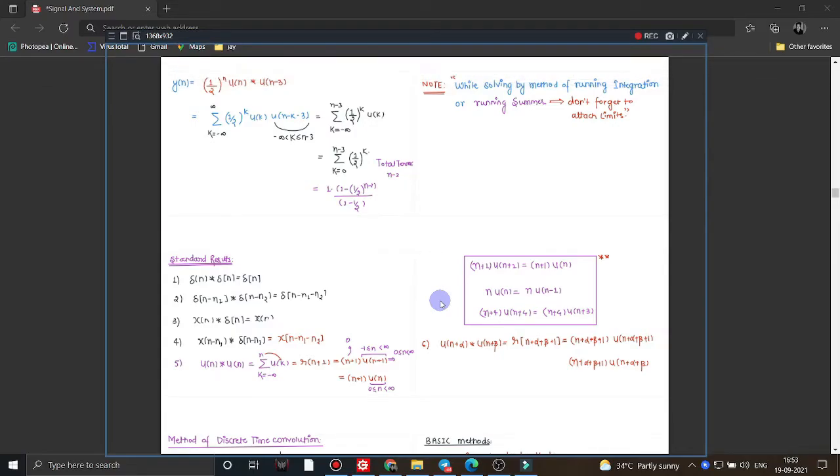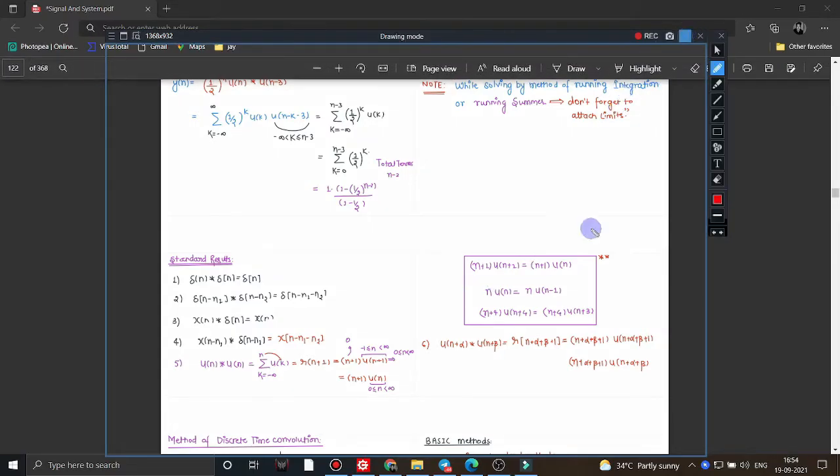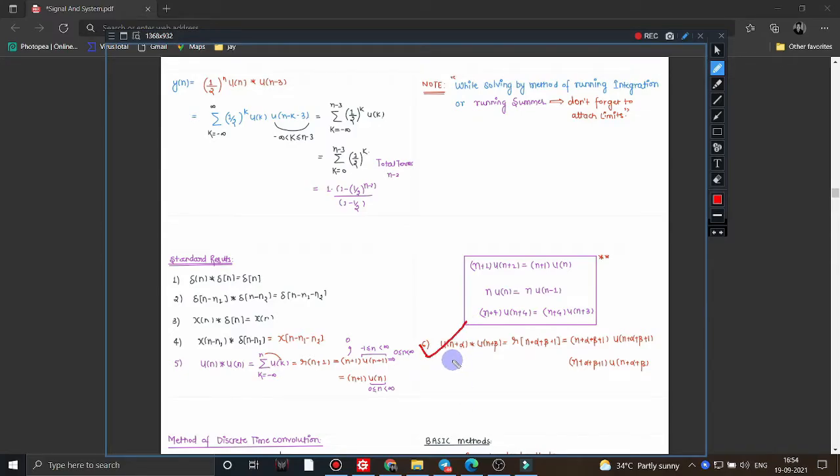Okay, now this is an important one. The sixth one, un plus alpha convolved with un plus beta. Now un convolved with un will give the integration of un. It is a ramp function, so we write it like that, and the shifting will be added. So it is n plus alpha plus beta, and there is a plus 1 in it. Okay, this is the formula.